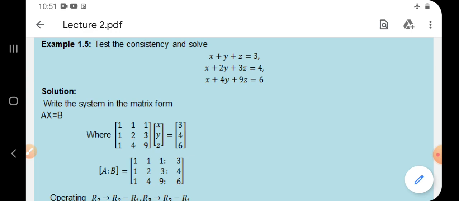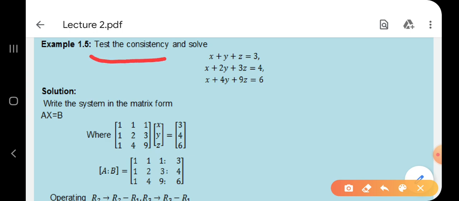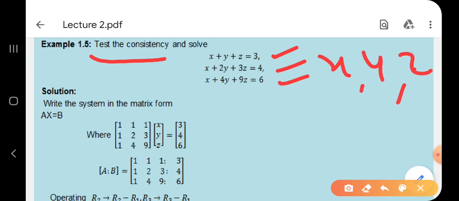So here the first question is: test for consistency and solve if consistent. The first equation is x plus y plus z equal to 3. Second equation is x plus 2y plus 3z is equal to 4. Third equation is x plus 4y plus 9z is equal to 6. So these are the three equations, and we have to find the values of x, y and z. So our main objective is finding the values of x, y, z.